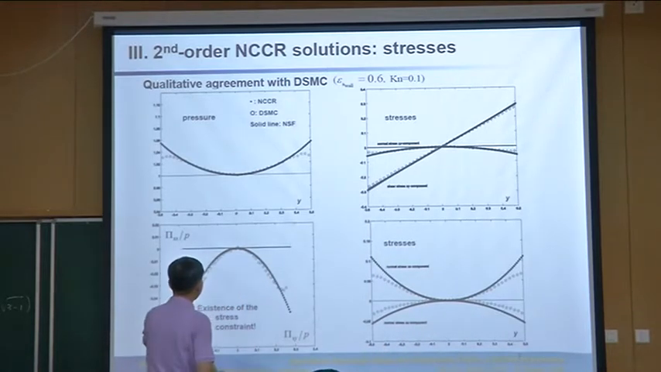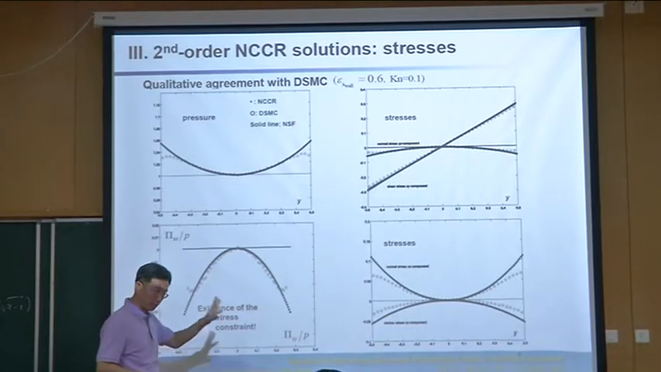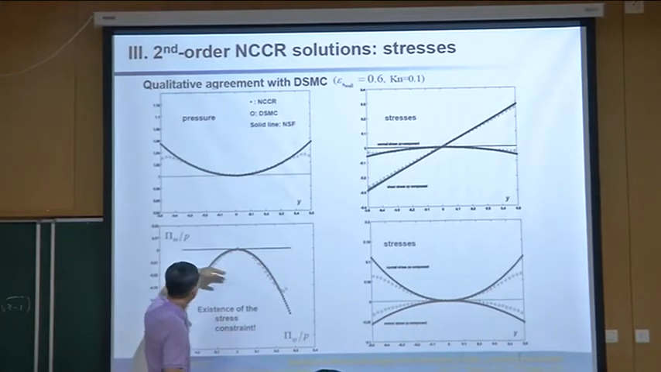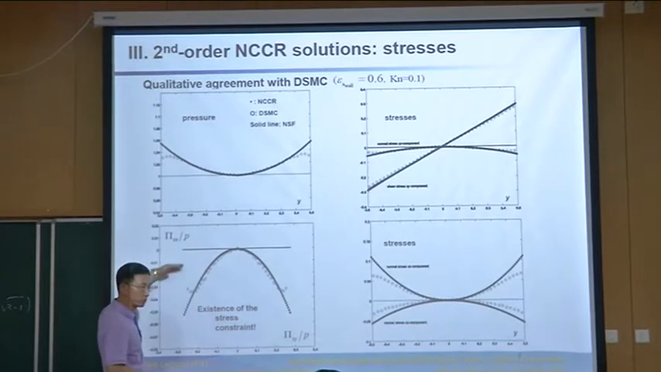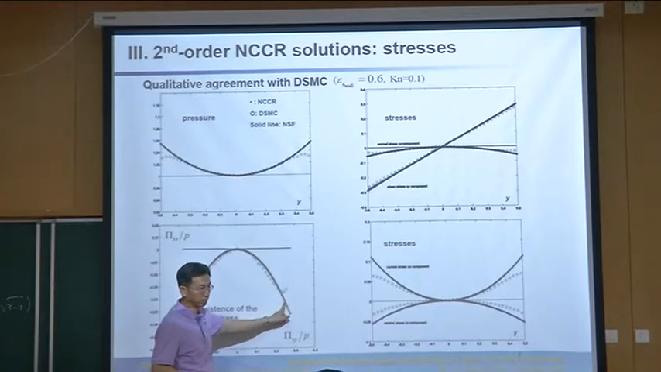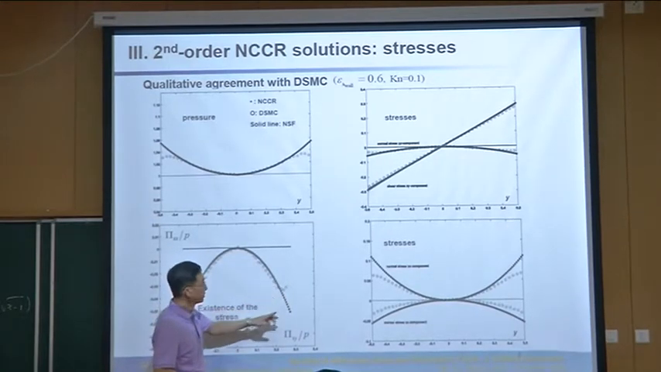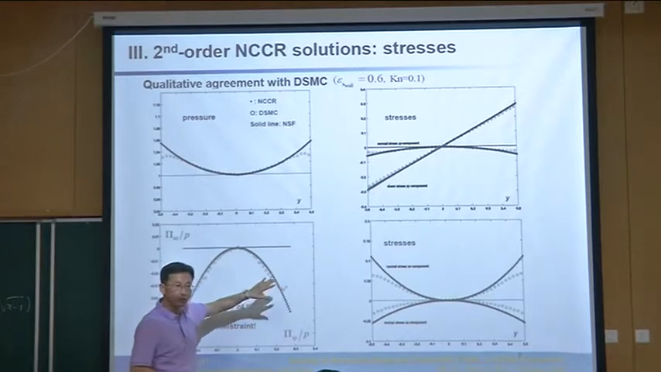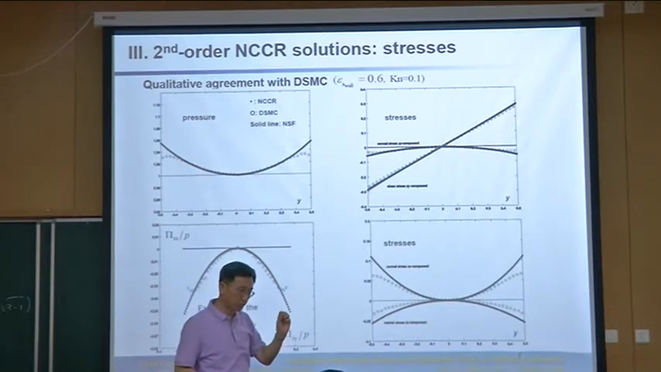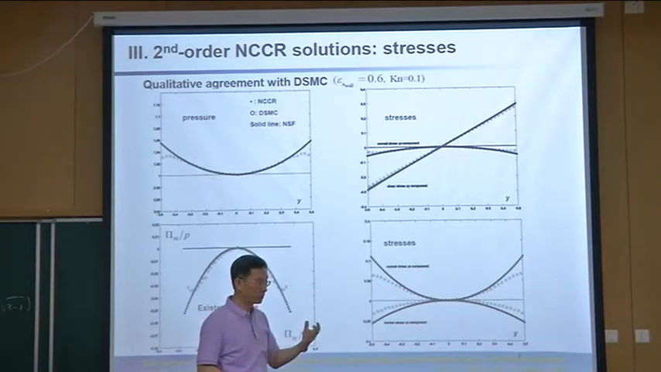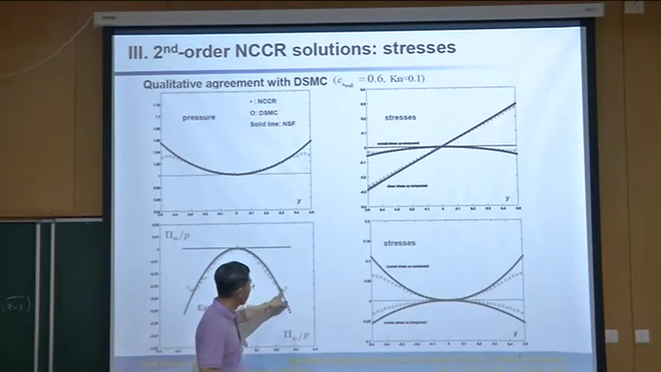And then this is, remember, the stress constraint, the ellipse. Navier-Stokes is just this line. There's no normal stress. At second order, this is an ellipse. And this is what the DSMC tells. You can see how close they are. That demonstrates the existence of stress constraints in this plane shear flow. Of course, this is an error.